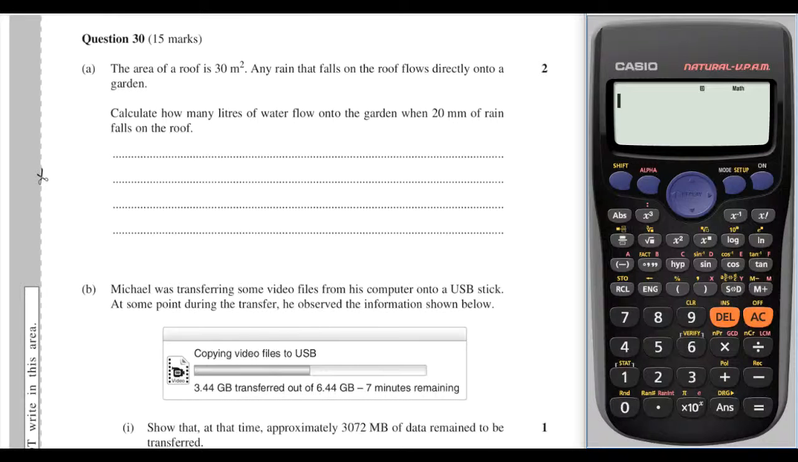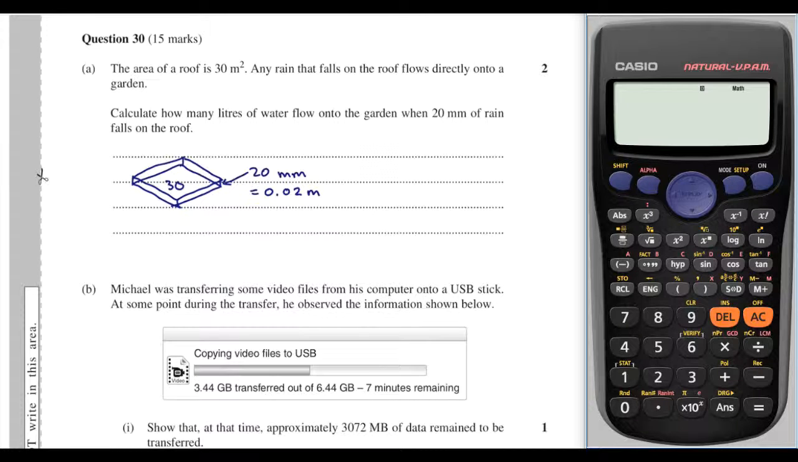Question 30, Part A. We can imagine that the roof is a rectangle with an area of 30 square metres, and the rain collects on it, making a rectangular prism. The prism has a depth of 20 millimetres, which is equal to 2 centimetres or 0.02 metres.